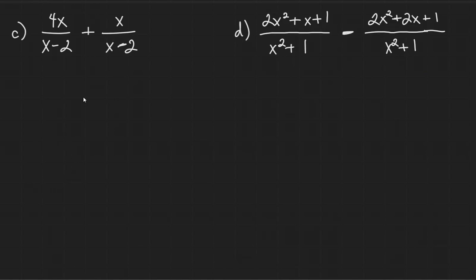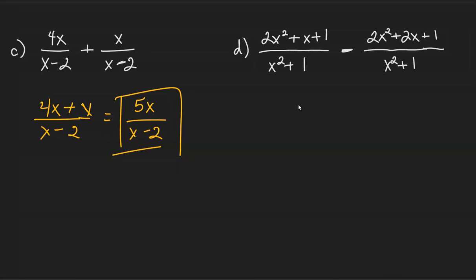So let's do what we have been doing. I can add my numerators, 4x plus x over x minus 2. What is 4x plus x? That's 5x over x minus 2. Can I simplify this at all? Nope. This is done.